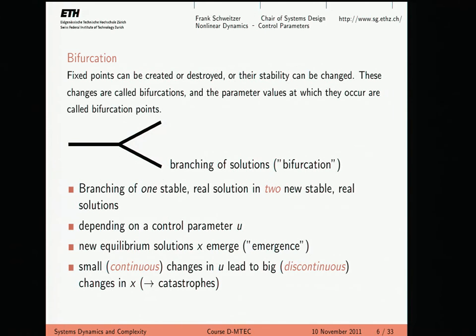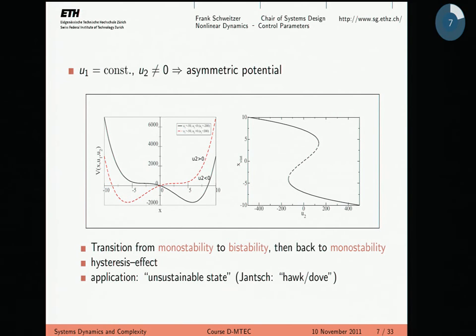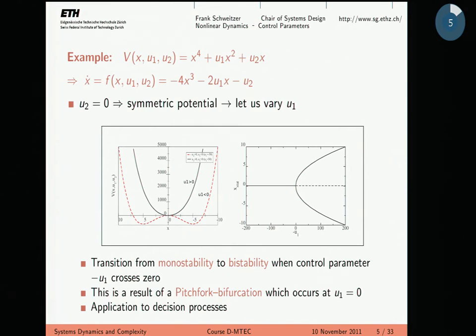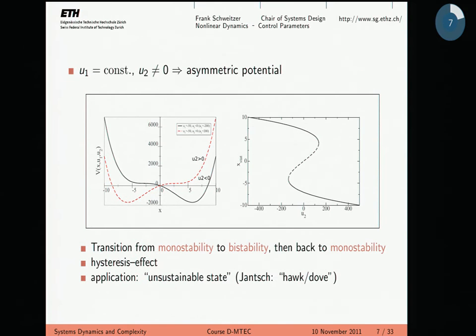Now let's make things a little bit more interesting. We assumed that the second control parameter was 0, but what if it's not 0? Then we come into another, more interesting bifurcation type. First of all, what happens when U2 is not 0? Well, our potential is not this nice symmetric curve anymore, but becomes asymmetric, which means that one of these wells is removed or shifted.